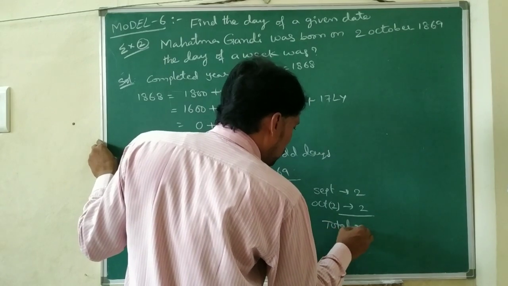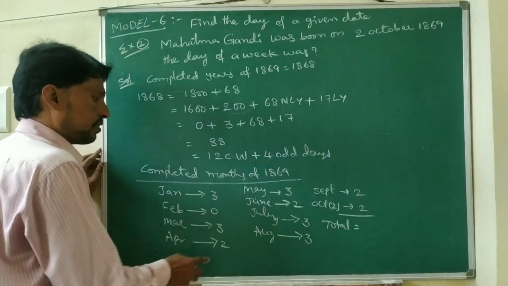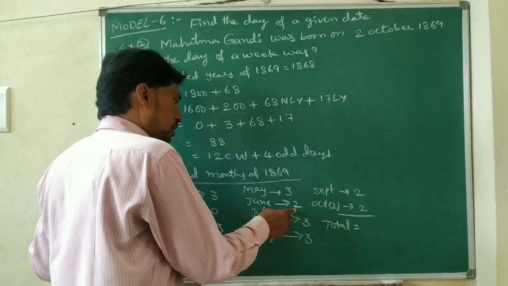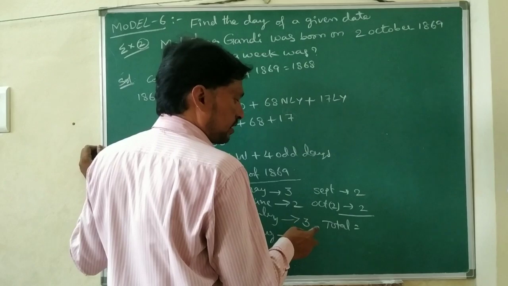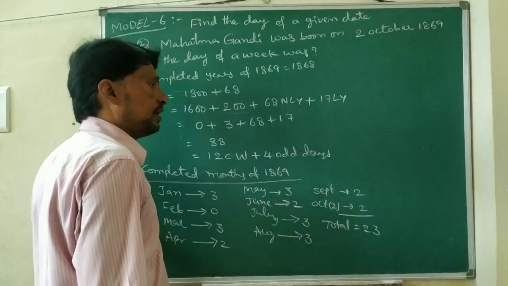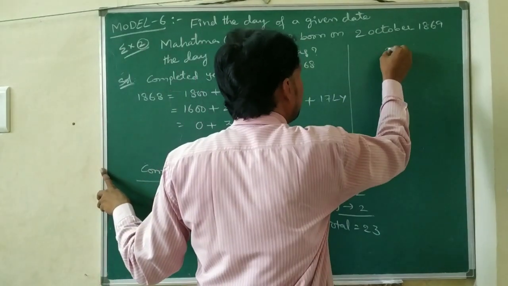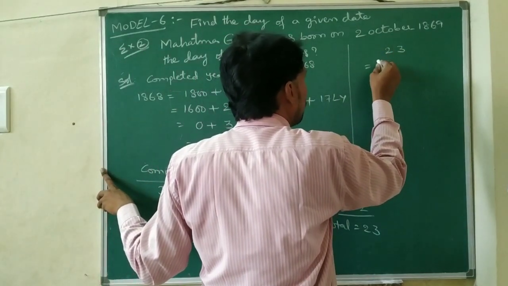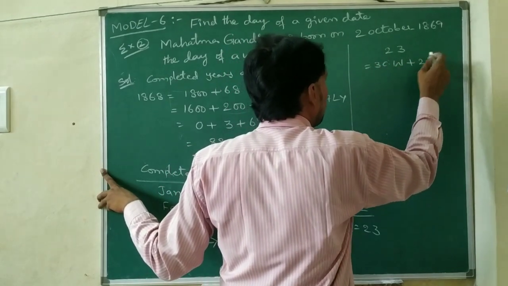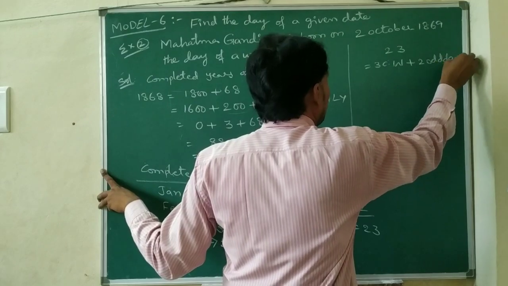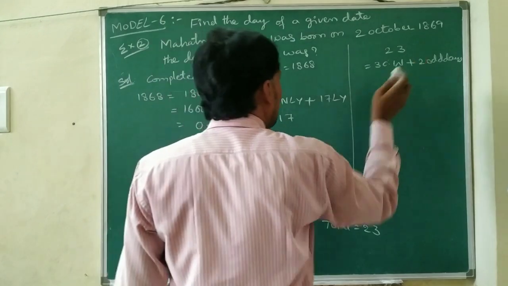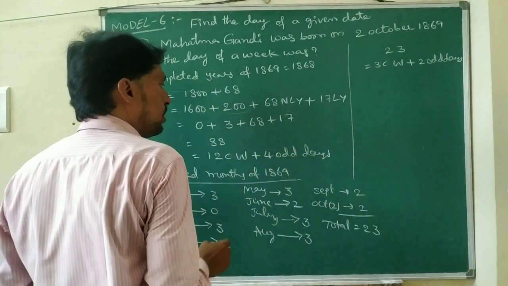So total means 3 plus 3 is 6, plus 2 is 8. 8 plus 5 is 13. 13 plus 16 is 19, plus 23. So total we are getting 23 days. So 23 days we need to convert into odd days. So 3 complete weeks plus 2 odd days we are getting. So for months we got 2 odd days. For years odd days we got 4.